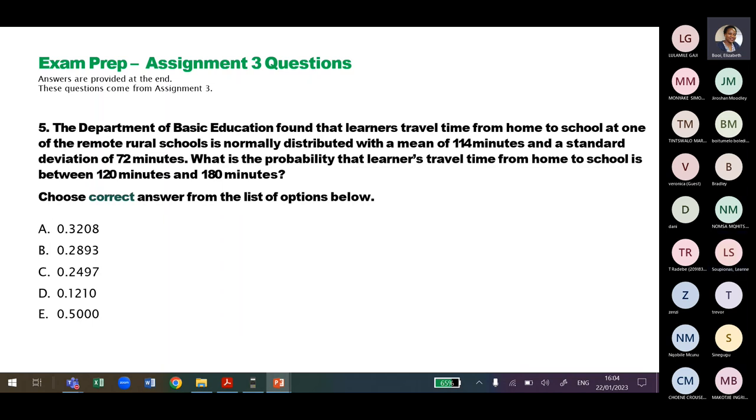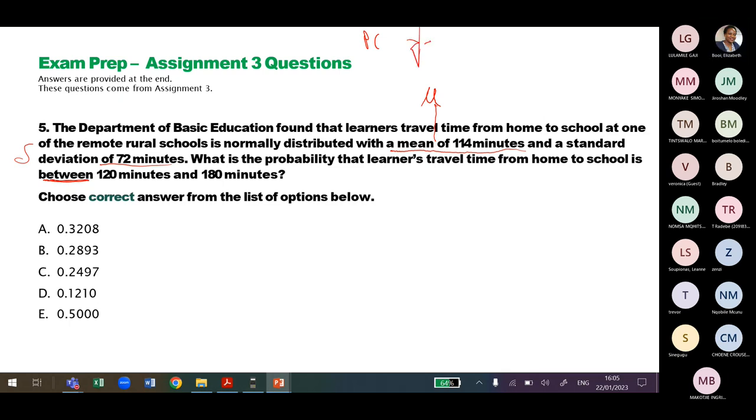The Department of Basic Education found that learners' travel time from home to school at one of the remote rural schools is normally distributed with the mean of 114 and the standard deviation of 72. What is the probability that the learner's travel time to school is between 120 and 180? So now you need to think, because it says between, so you're going to apply the between rule.